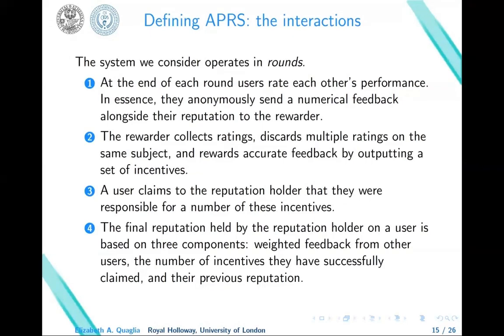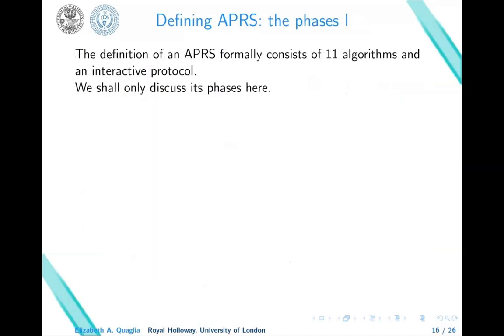Of course, as we mentioned at the beginning of this lecture, it is important to formally define everything. And indeed, we do. An APRS formally consists of 11 algorithms and one interactive protocol, which I'm not going to detail here. I think seeing the 8th one from before is enough. But I do want to go a little bit more in detail through the phases of the system, so that you understand where these algorithms fit in and how concretely an anonymous peer rating system works.